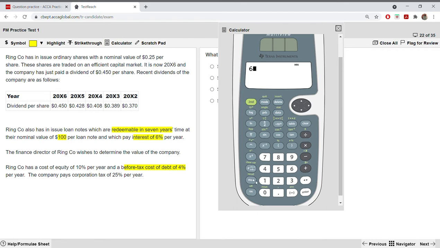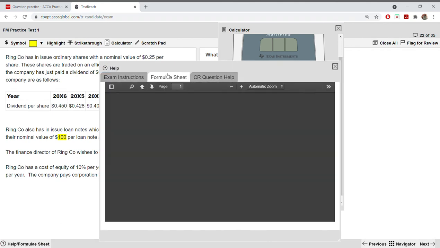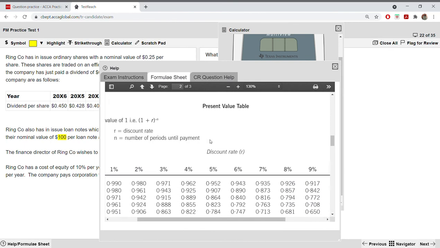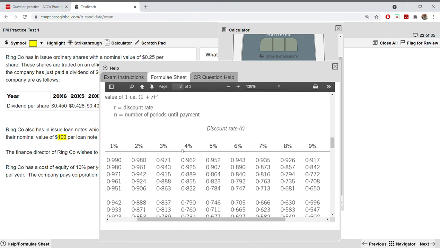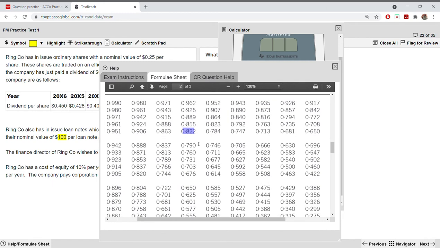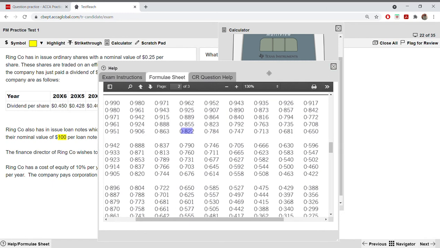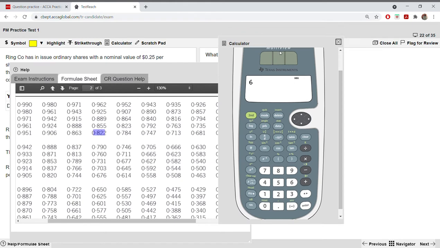You can either discount it 6 divided by 1.04, or you can go to the formula sheet, go to the present value discount table, go to 4% and look for each year. First year, this is the rate. Second year, this is the rate. Third year, fourth year, fifth year, sixth and seventh. Or you can use 6 into 1 divided by 1.04 plus 6 divided by 1.04 to the power 2. But it will take a lot of time. So let's just use the formula.